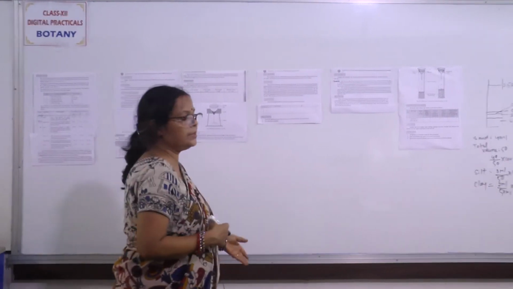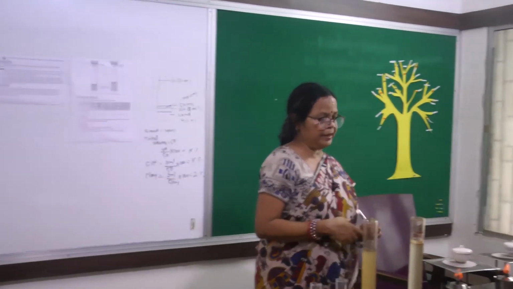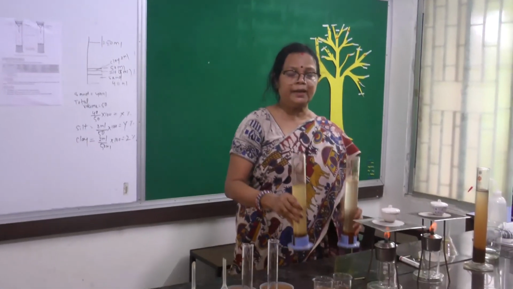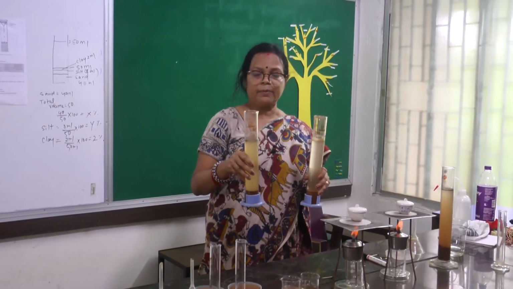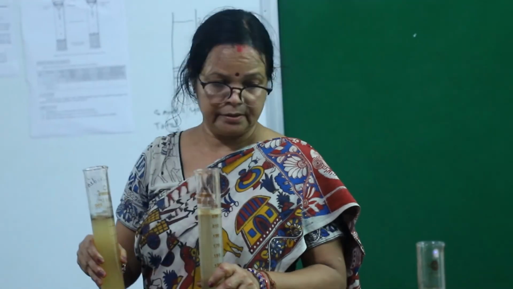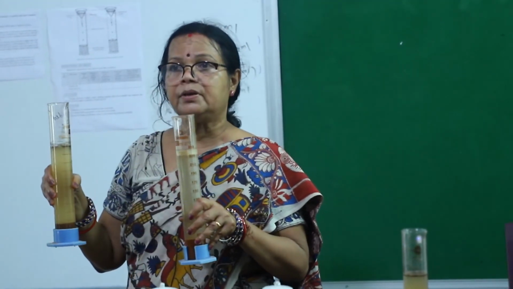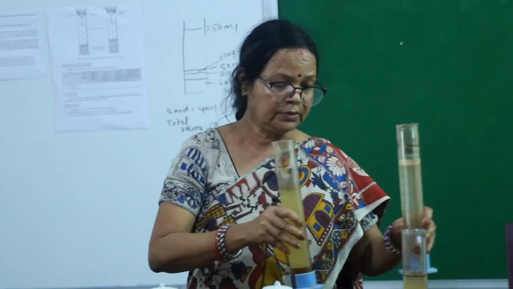Generally in the Bhubaneswar area the soil is sandy loamy. In this way, for the two types, garden soil and roadside soil, you can find out what type of soil they belong to by this calculation. So this is how you find out the soil texture or soil type.